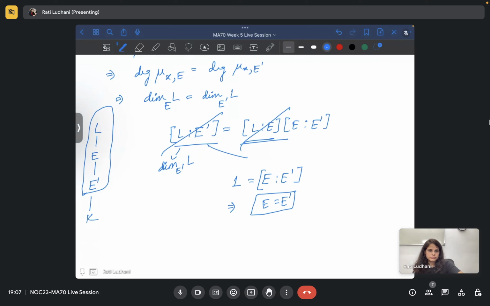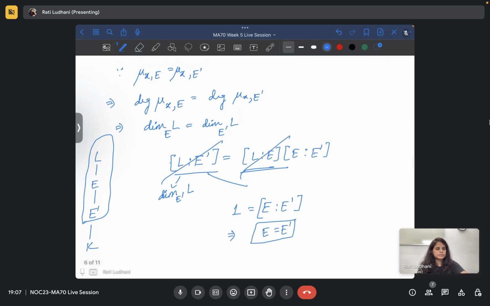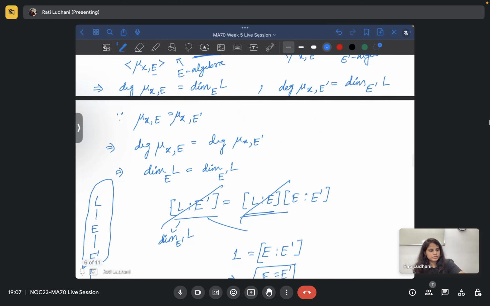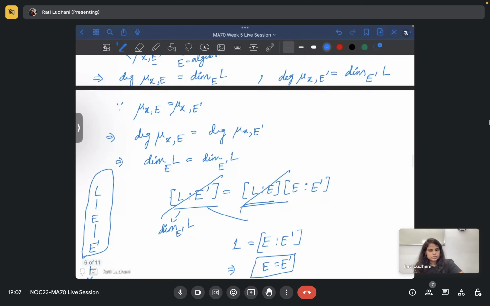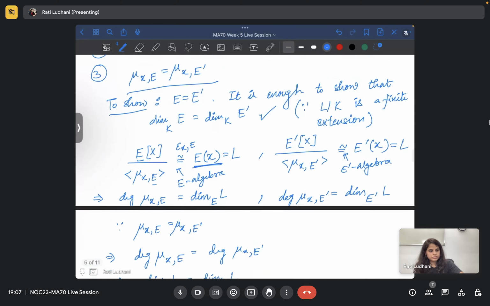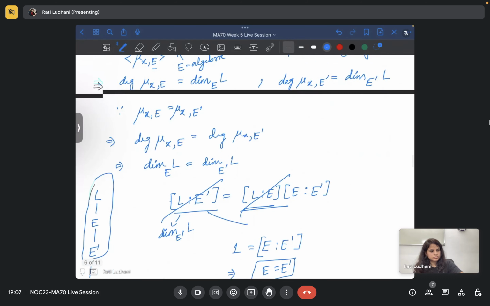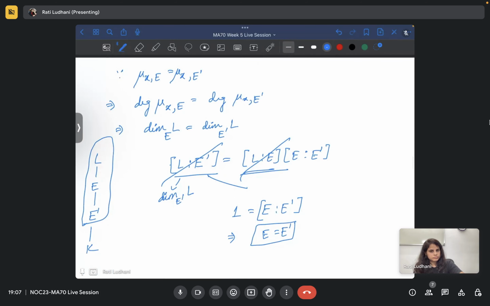I had to reconnect my network due to data limitation. So which part have you not seen? I have not seen... I got up to the point where we have to see the dimension of L over E is equal to the dimension of L over E dash. We have to see up to that point. I have gotten that, but after that discussion, I have not heard.